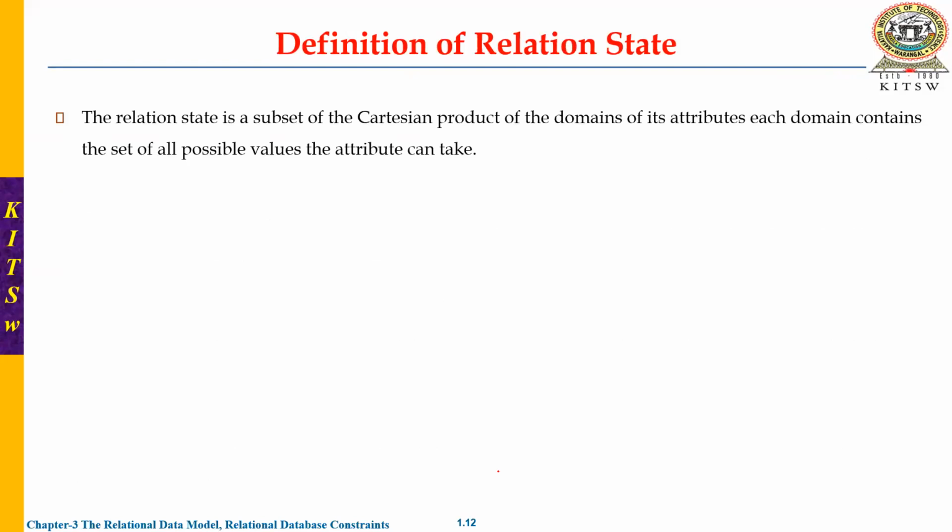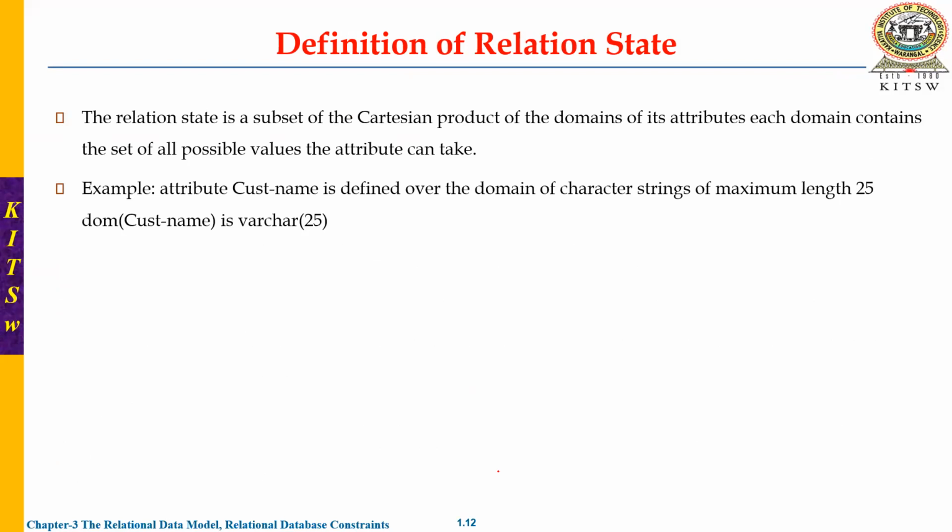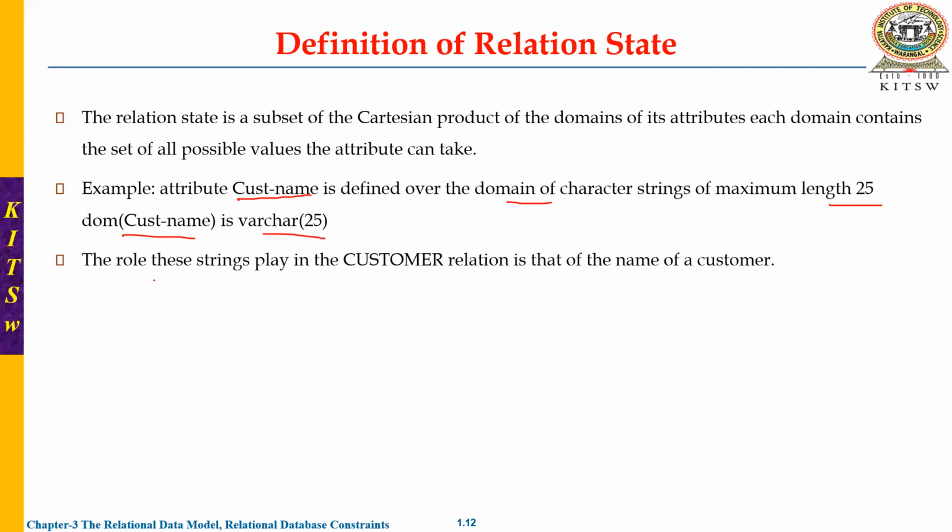Relation state is a subset of the Cartesian product of the domain of its attributes. Each domain contains a set of all possible values that the attribute can take. So this is the example. Attribute customer name is defined over the domain of character strings of maximum length 25. So the domain of customer name is varchar 25. The role these strings can play in the customer relation is the name of a customer.